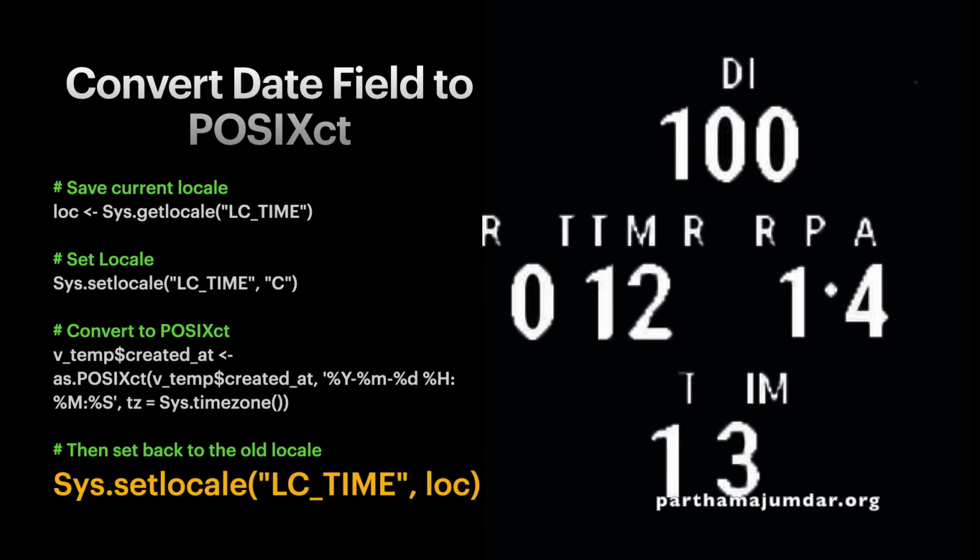After we have made the conversion, we will set the locale back to the original locale which the user was in when we started this conversion process. This was done in step 1 where we captured the locale of the current user. So with this piece of code, we can convert the date field to the POSIXct format. Remember again, the date is stored in the field called created at, that is returned from the Twitter database.